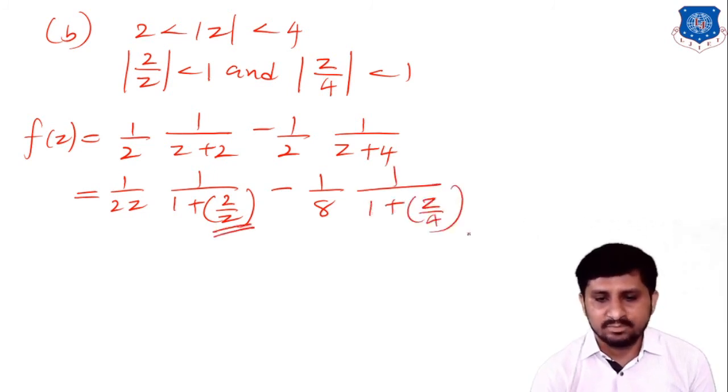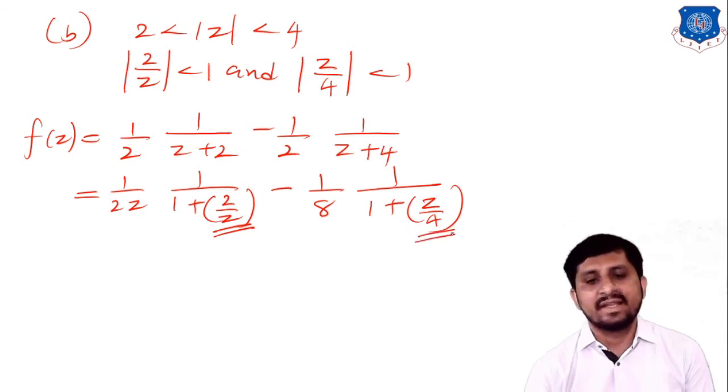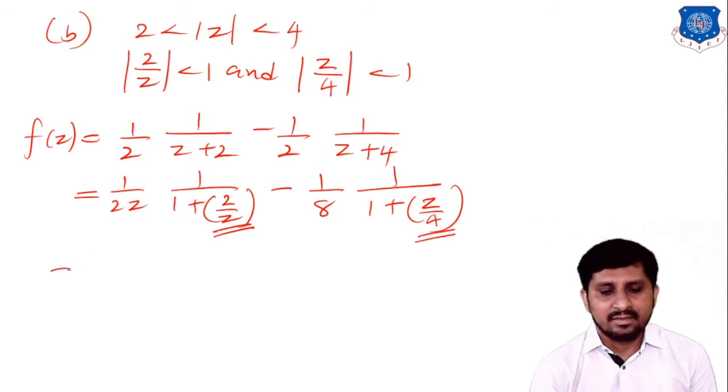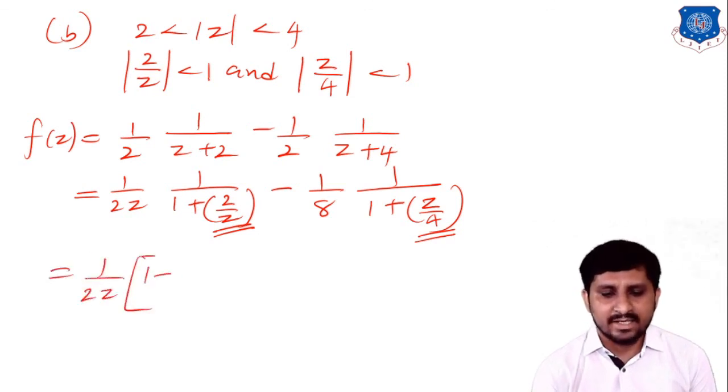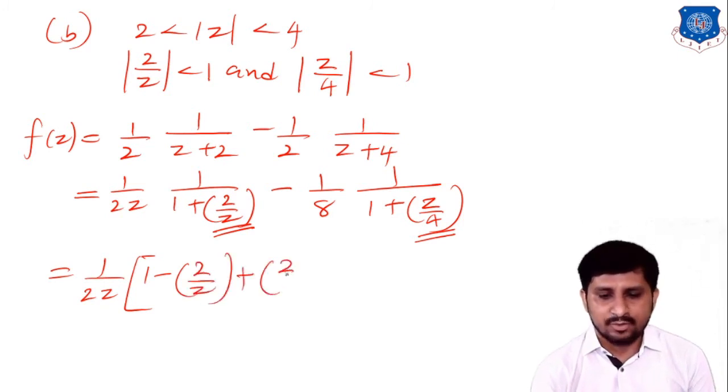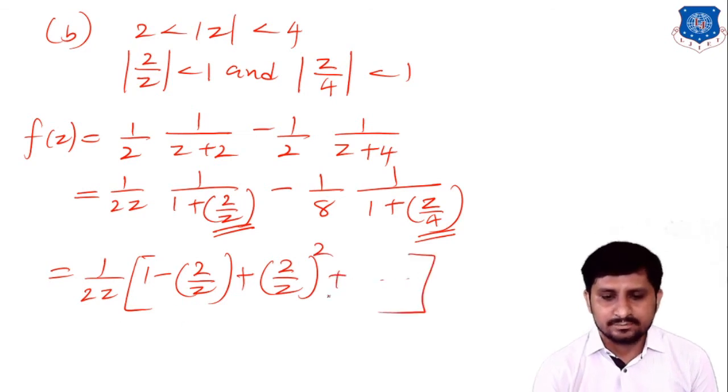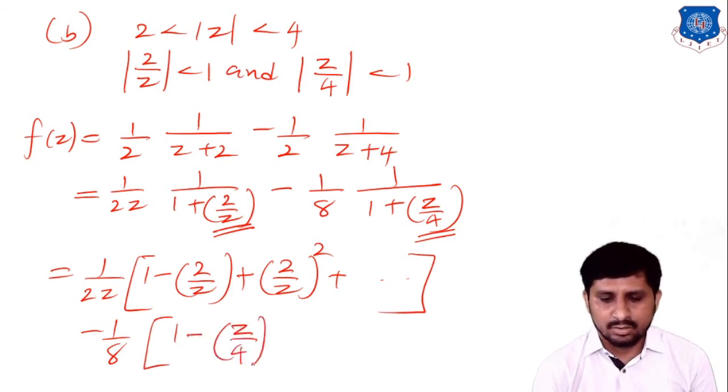Now the modulus values of these two terms, mod 2 by z and mod z by 4, are both less than 1, so I can write 1 upon 2z, 1 minus 2 by z plus 2 by z whole square, okay, and so on. And here minus 1 by 8, 1 minus z by 4 plus z by 4 whole square, and so on.